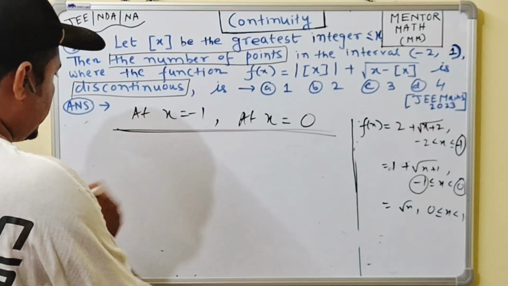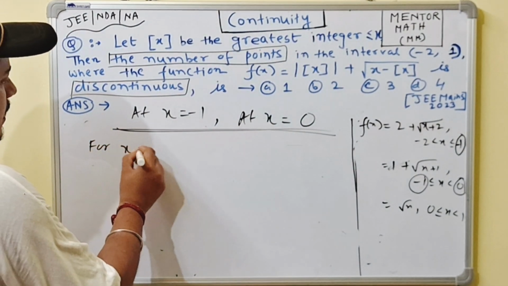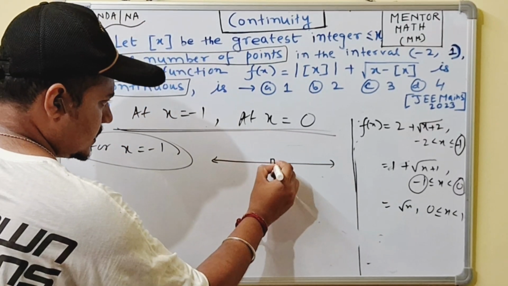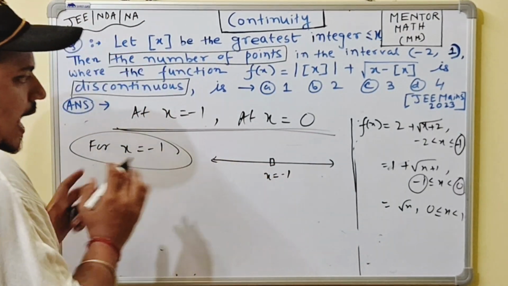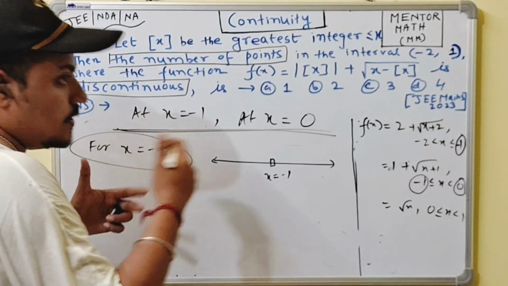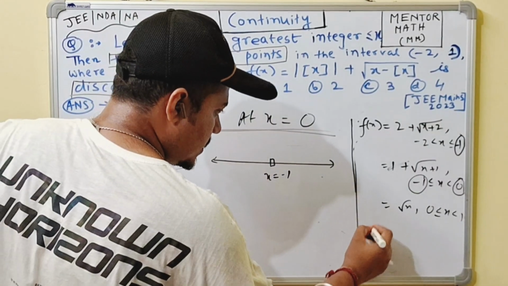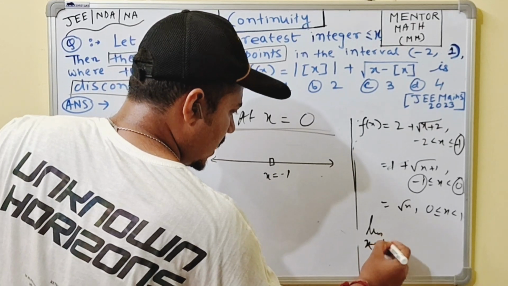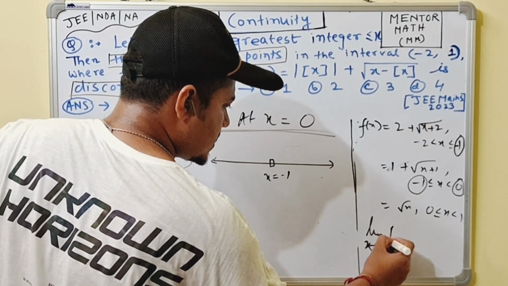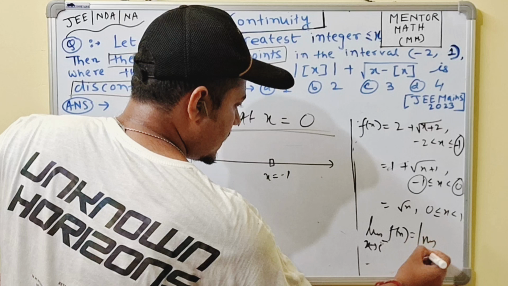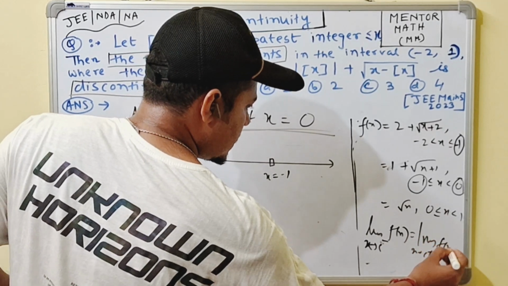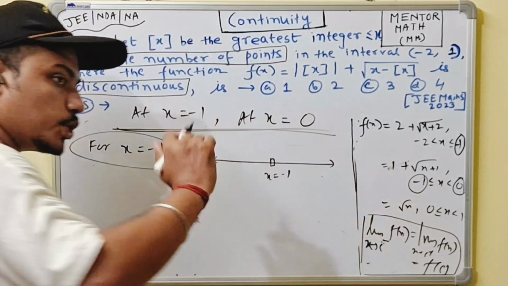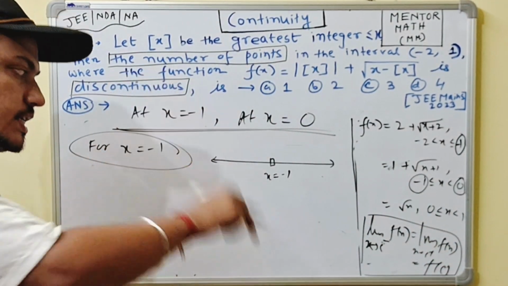Let's check. So first of all, for x equal to minus 1, you can draw it that way. Let us take this is your x equal to minus 1, and whenever you check, the limit form, you know the definition of limit. Left hand limit, limit x tends to c minus f(x) is equal to limit x tends to c plus f(x) is equal to f(c). If this condition is satisfied, that means the function is continuous. If not, then the function is discontinuous.